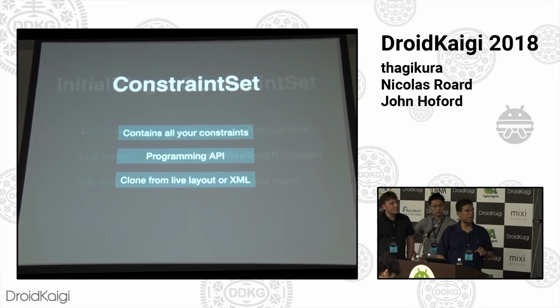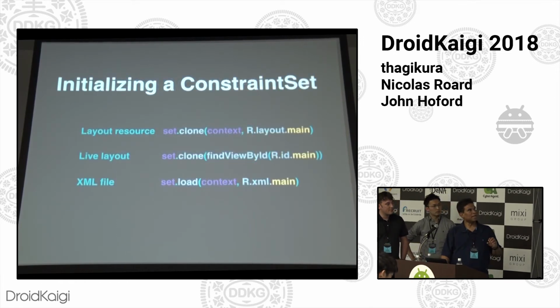But most of the time, you initialize them in one of two ways, besides the XML way. You can clone off of an existing layout file. It doesn't even inflate the file really, it just reads the file. Or you can create a live layout and clone off the live layout, assuming it's a ConstraintLayout, obviously.